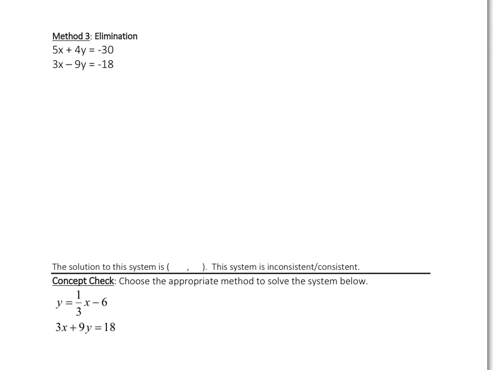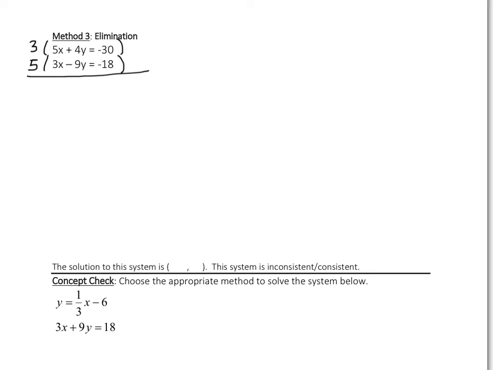Okay, the last example uses the method called elimination. If you notice, both of these equations are not even set equal to y. So we really can't substitute and we can't set them equal to each other. But what we can try to do is eliminate one of the variables. So here is a little trick that we teach: we could multiply this top equation by 3 and this bottom equation by 5.